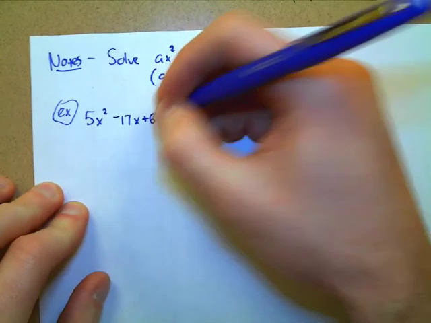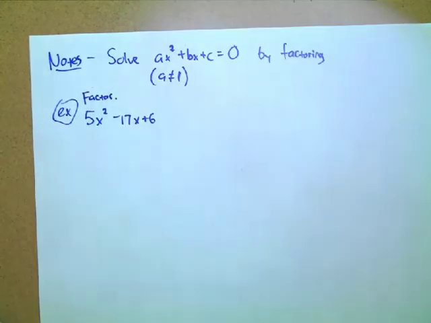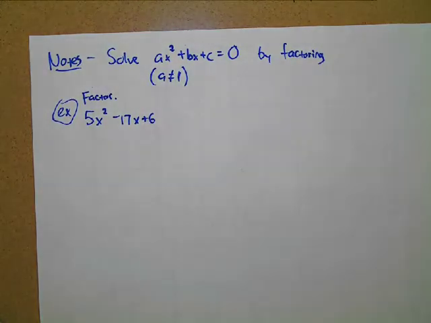Maybe I should put directions here. Factor. So when we see that word factor, factoring can mean a lot of different things in different situations. Part of what you have to be able to do in your brain is to discern what kind of factoring am I supposed to be doing here.